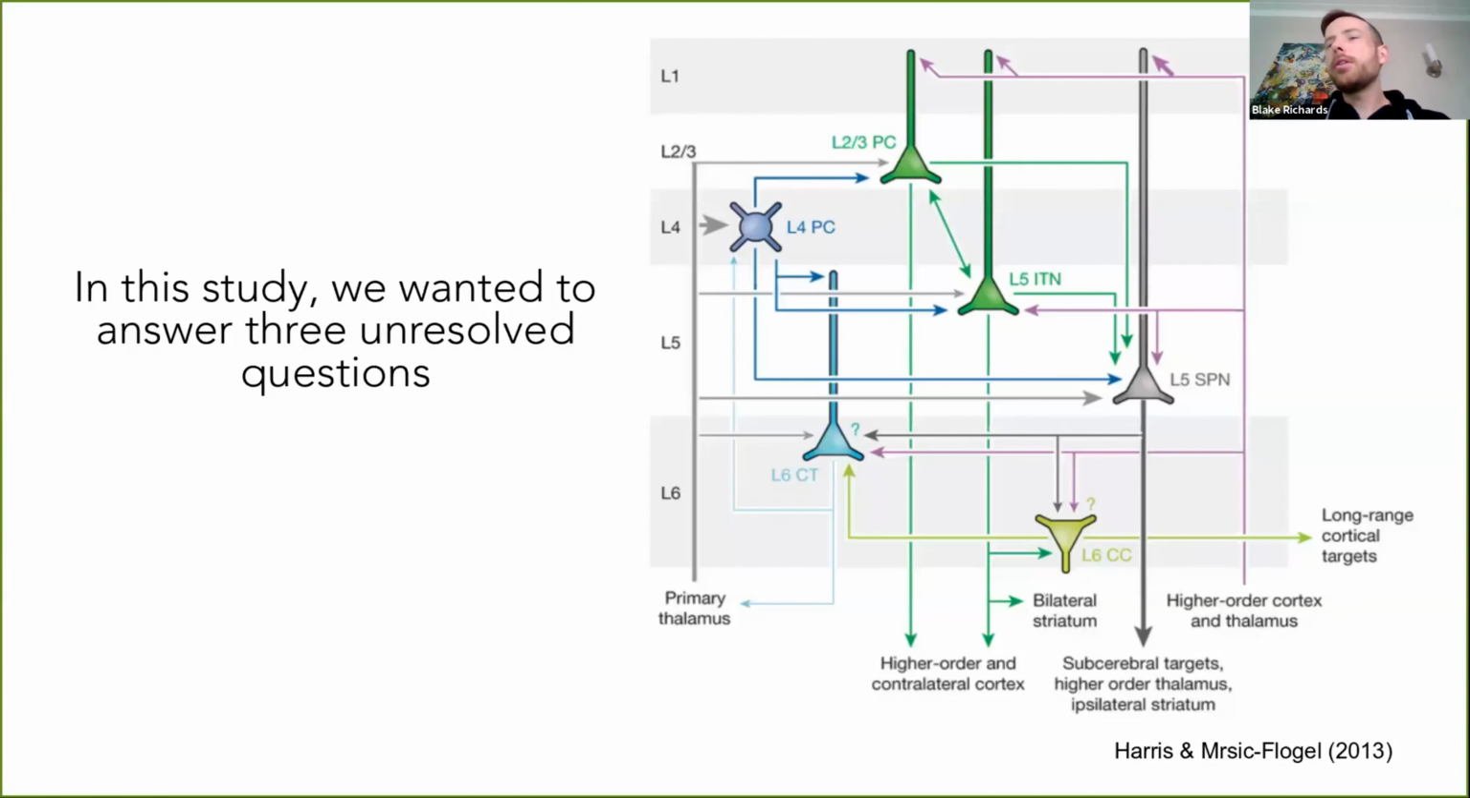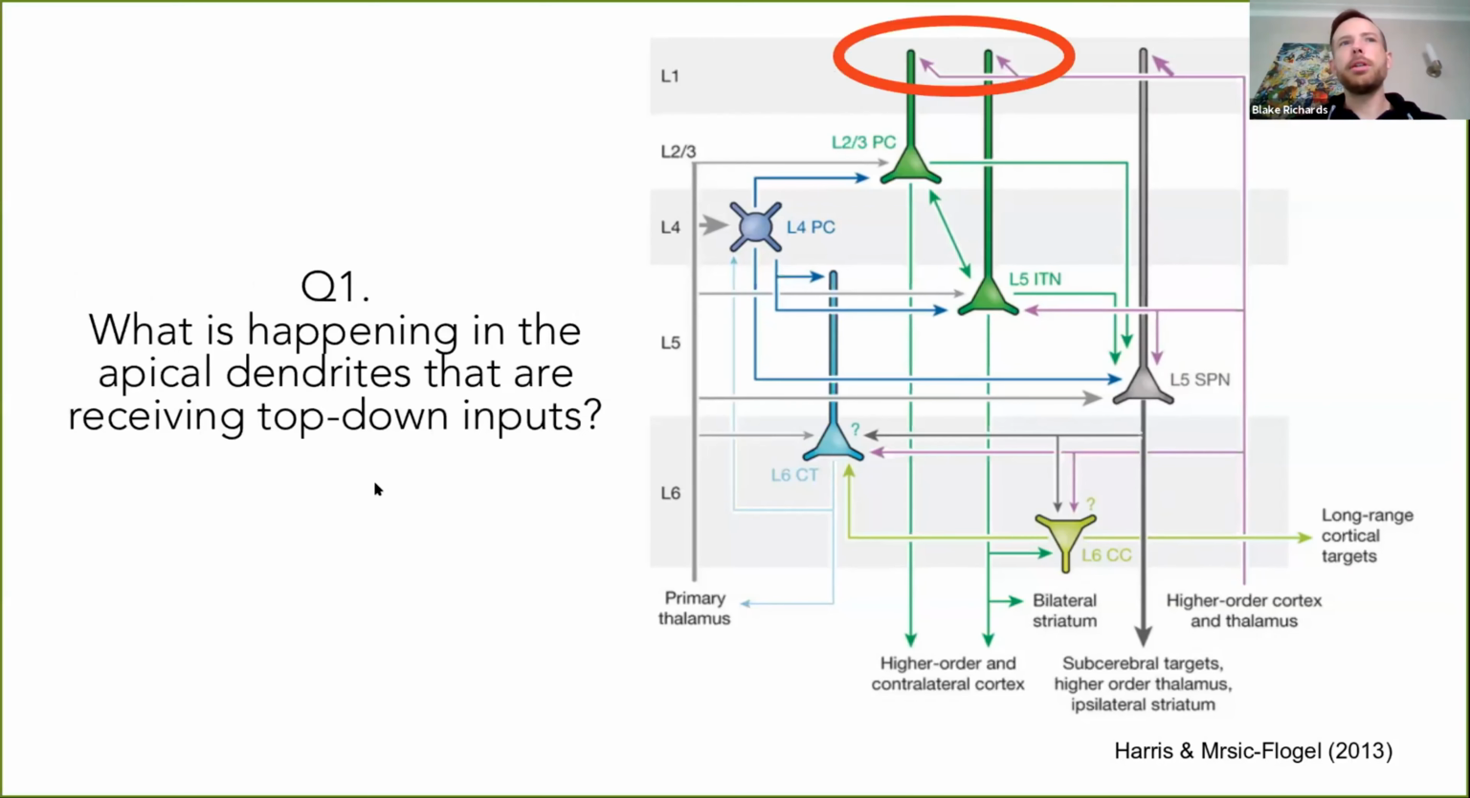And within each layer, you have different cell types, and each of the different cell types has different targets that project to different parts of the brain and receive inputs from different parts of the brain. And so within this microcircuit, there are a variety of unanswered questions about the responses to unexpected stimuli. And some of the questions that have been unanswered, which we want to address here, are, first, what's happening in the apical dendrites of pyramidal neurons?